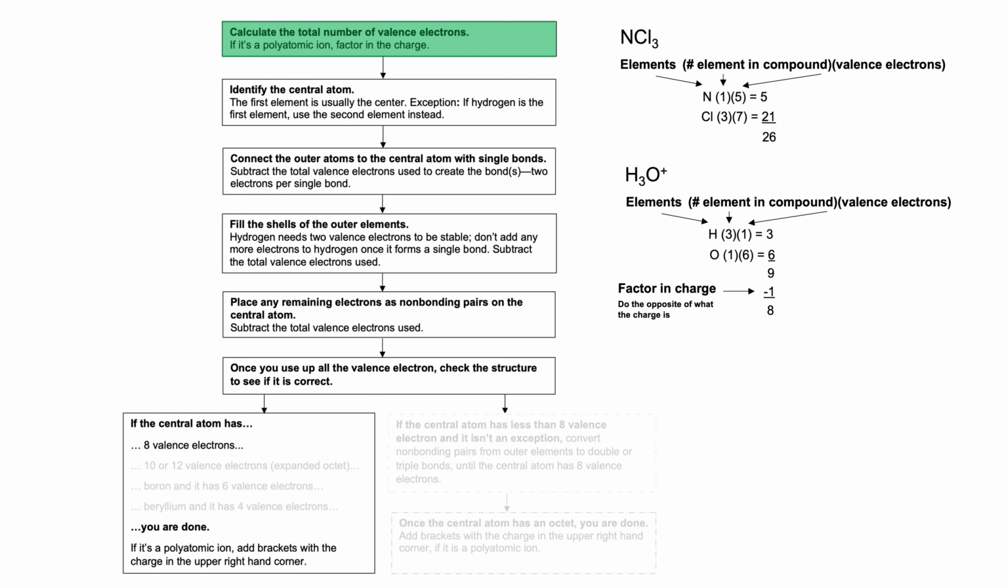Always do the opposite of the charge. So for example, for hydronium, we have 9 valence electrons when I did that basic inventory, but I needed to make sure to subtract 1 to get a total of 8. So if there's a polyatomic ion, you factor in the charge, do the opposite of whatever the charge is to the total valence electron count.